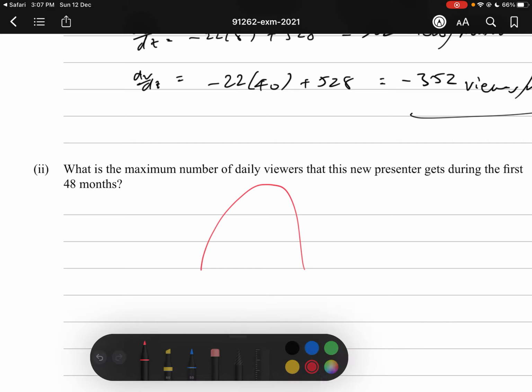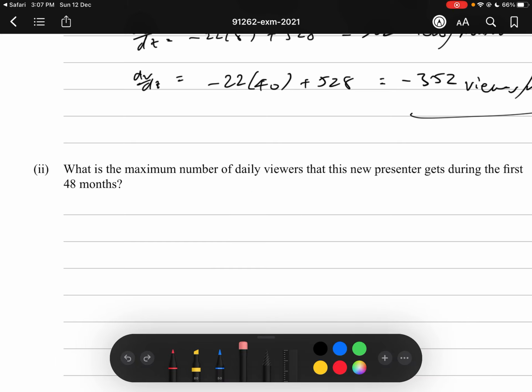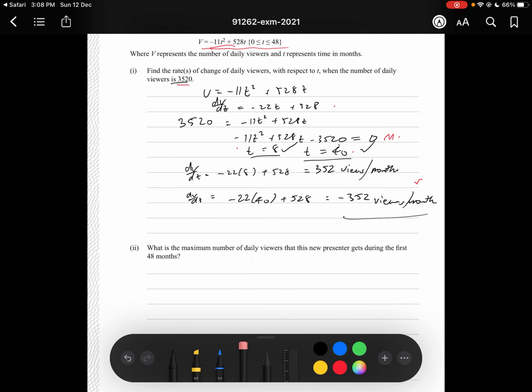It will look something like this, okay? So at this particular point, the gradient is equal to 0, so there's no rate of change of daily viewers. So dv over dt is 0 at this point here. And as you can see, that will also be the maximum number of daily viewers that this new presenter will be getting, since on both sides of this point, the number of daily viewers is less than the maximum. So using this information, we can simply substitute dv over dt equals 0 and find the t value where this occurs, and then substitute that t value back into our equation for v.